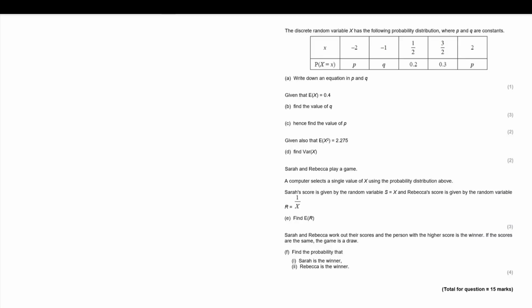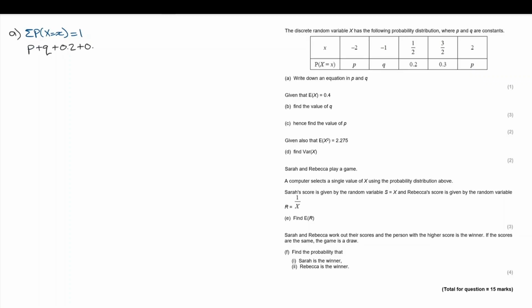In this question, we're told that the discrete random variable x has the following probability distribution, as given to us in the table, where p and q are constants. The first thing we're asked to do is to write down an equation in terms of p and q. We haven't been given any additional information, so there's only one fact that we can rely on. We know these probabilities are exhaustive, and that adding together all of the probabilities should equal 1.